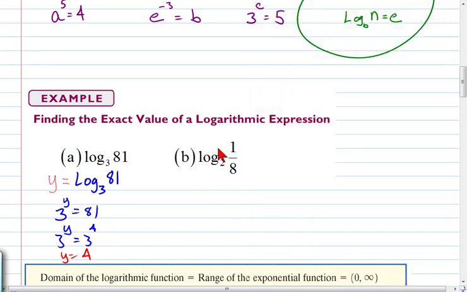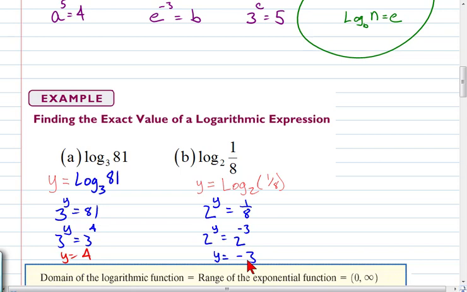Now let's figure this one out. We're going to introduce a y: y equals log base 2 of 1/8. Let's rewrite this now as an equivalent exponent. What's my base going to be? 2 to the y equals 1/8. Well, 1/8 I can rewrite as 2 to what power? -3. So guess what y is equal to? That means this log is equal to -3.